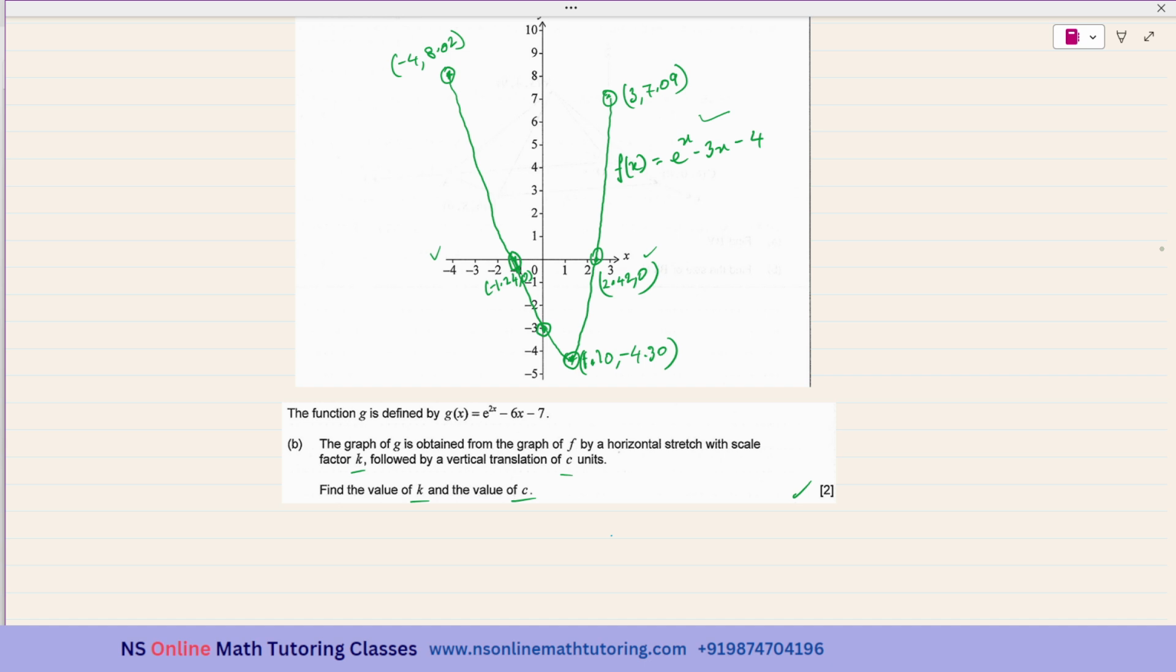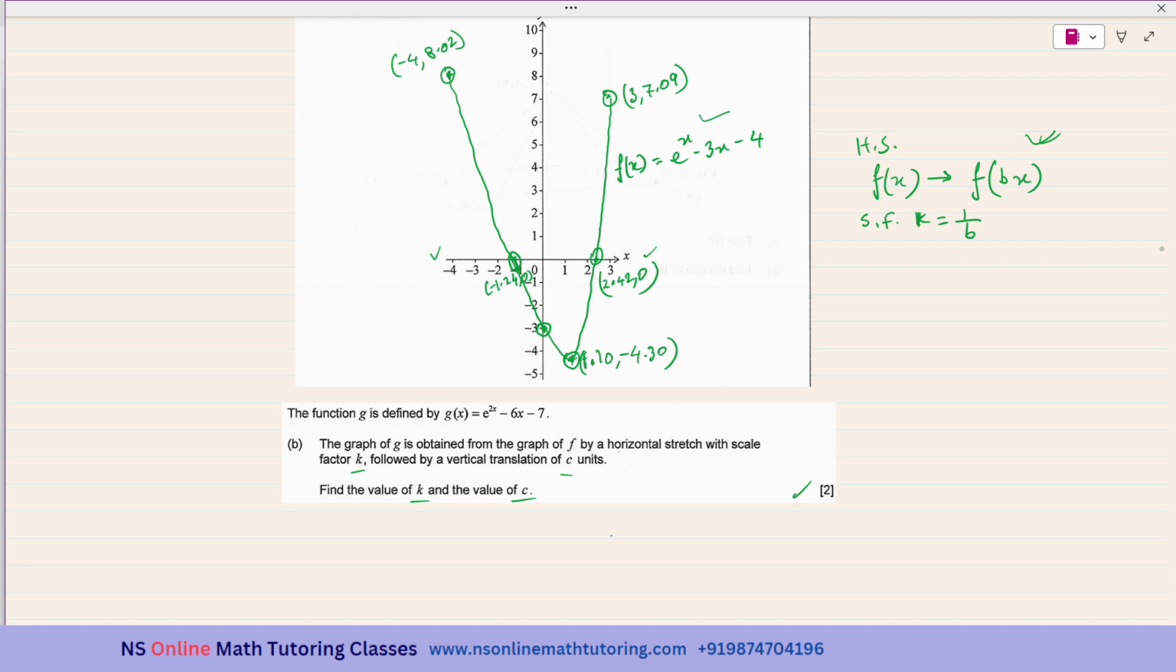Okay, so we know what happens for a horizontal stretch. F of x gets transformed to f of bx, where, since the stretch factor is given as k, the stretch factor k is equal to 1 over b. So this is what happens in a horizontal stretch.